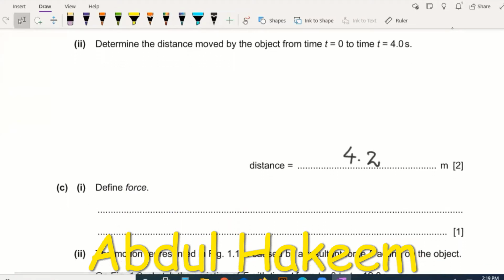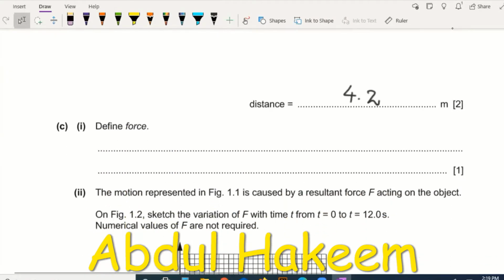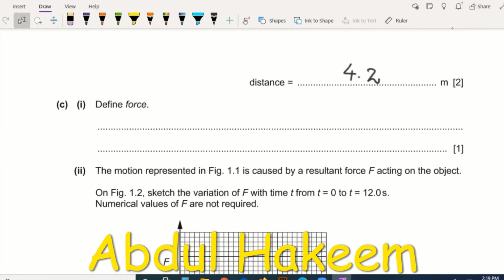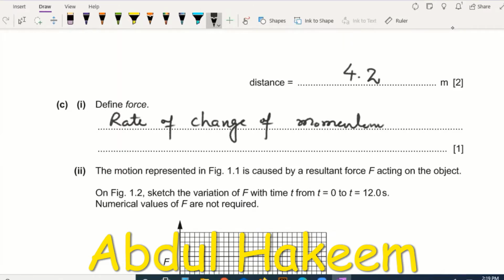So here we have to write after the calculation the answer, 4.2 meter. Now the next part is: define force. Simple. Rate of change of momentum is called force. This is the answer.